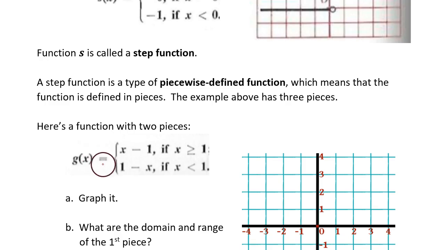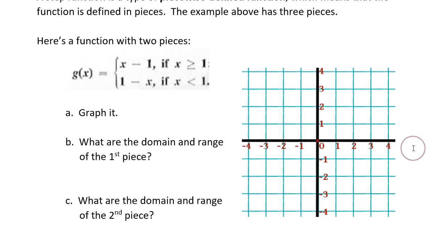g of x equals x minus 1, but only when x is a number greater than or equal to 1. g of x is equal to 1 minus x when x is less than 1. Let's graph that so we see what the 2 pieces look like. First, let's graph the first piece of the function. x minus 1 is a linear function.